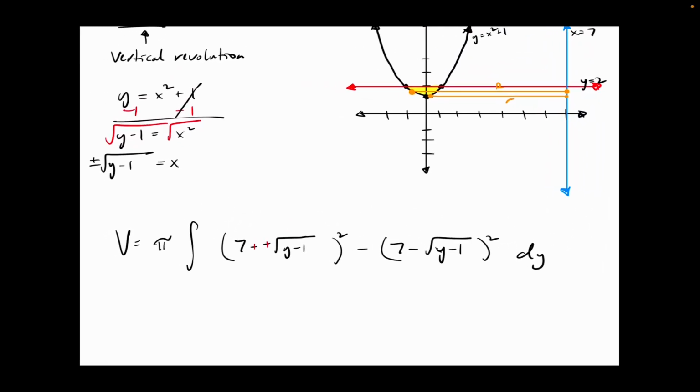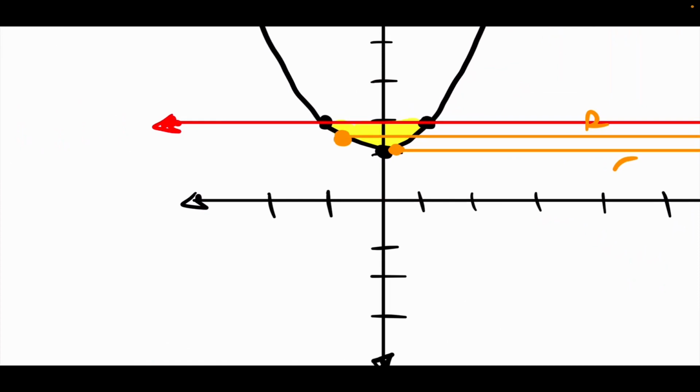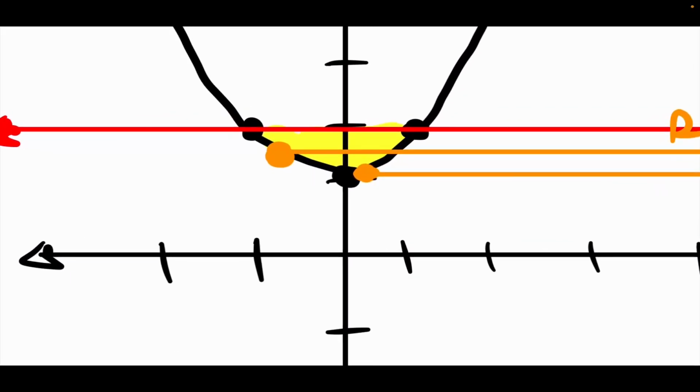Now the bounds. Okay, so the bounds don't go from left to right of the yellow. They go from the top to the bottom of the yellow. So the top is y equals 2. The bottom is y equals 1. So 2 to 1.